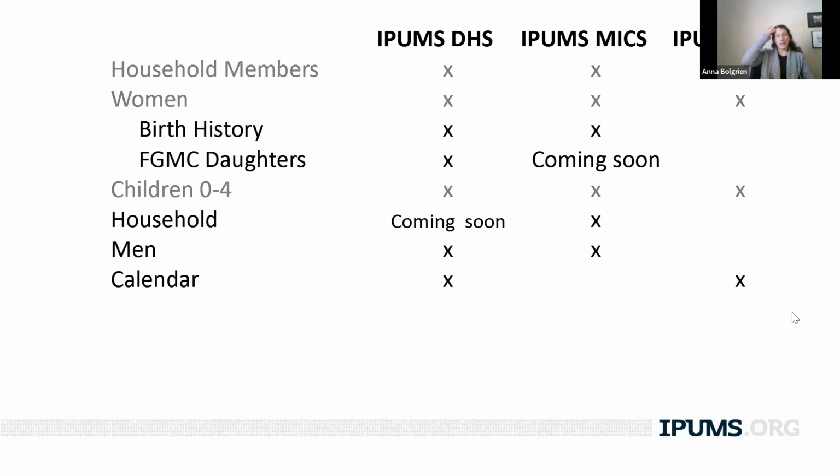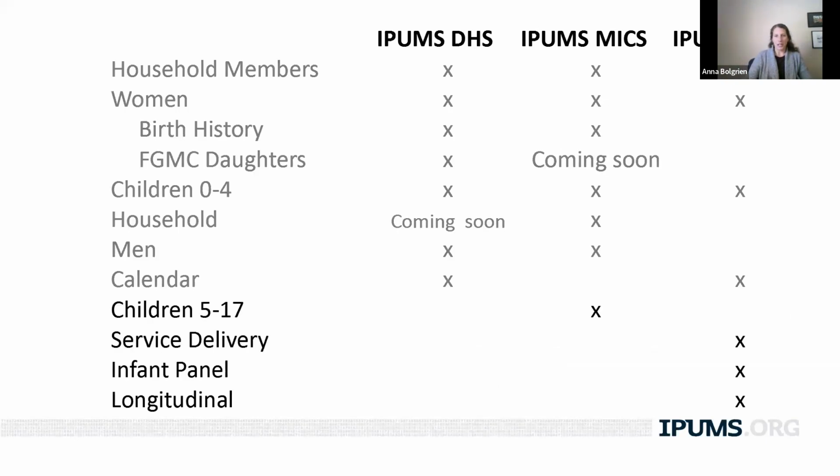2 of the 3 projects have the calendar data, men, information on households, birth history, and female genital cutting and mutilation. However, some of the projects have very unique data, as I mentioned with MICS. The adolescent children is a really unique feature of IPUMS MICS and UNICEF MICS. And as Devin described, the PMA data has some really detailed information on the survey delivery points with the infant panel and the longitudinal. So all of these different topics are something to keep in mind when you're trying to decide where to start looking for data for a particular research project.